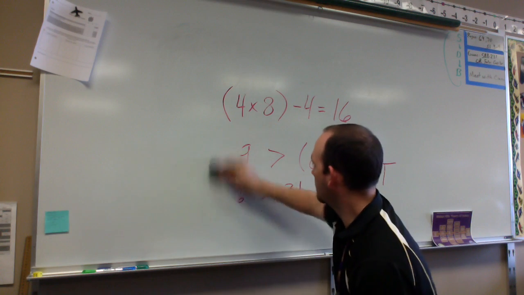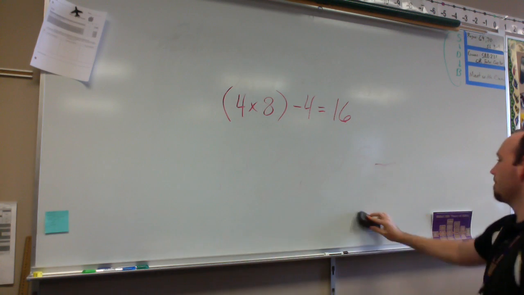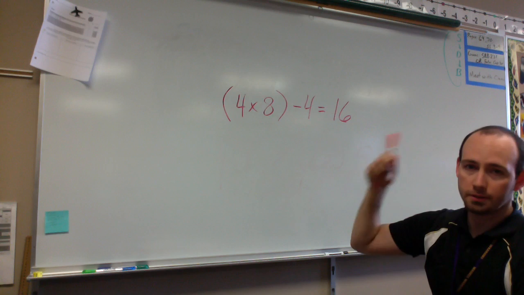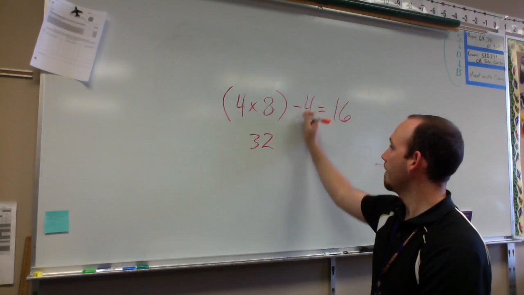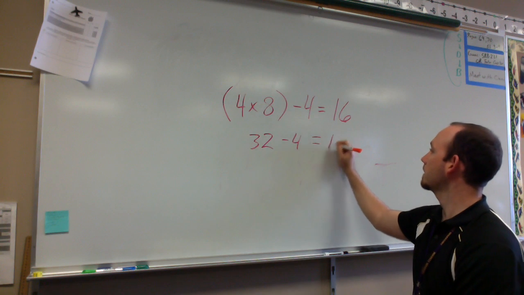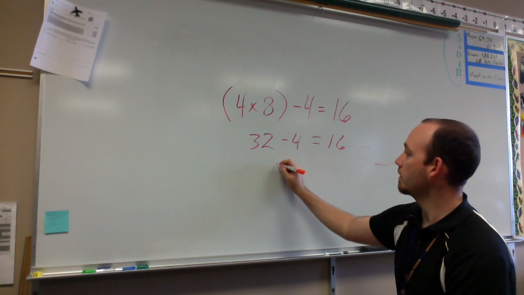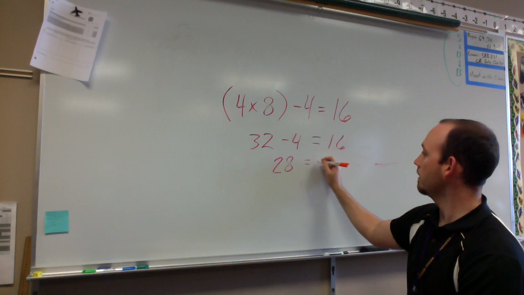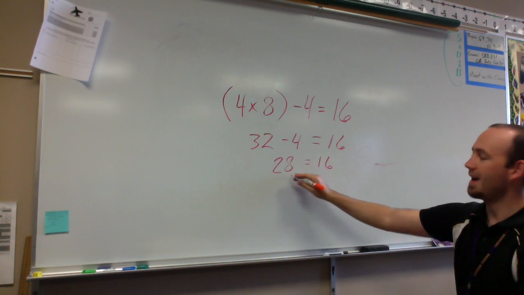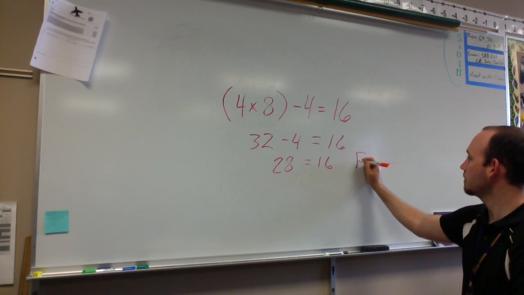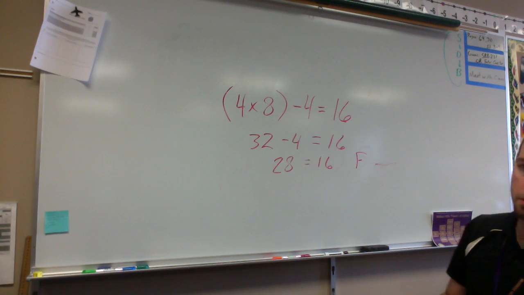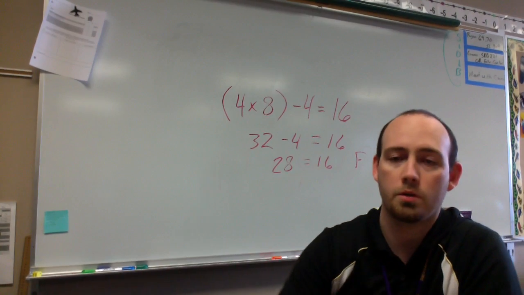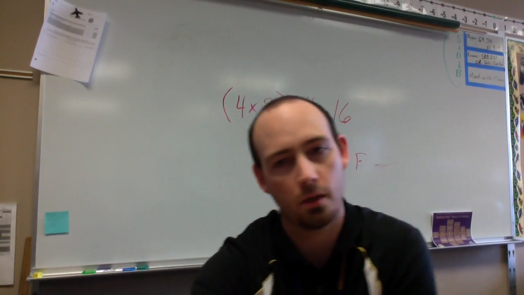I'm going to erase that one, and we'll do the other one. So parentheses is what we're going to do first. 4 times 8 is going to be 32. Minus 4 equals 16. Well, 32 minus 4 is actually going to give us 28 equals 16. Those are not the same, so that one is actually going to be false. So right now is your time to decide, do you believe that you are beginning, developing, or secure? Write that down and be ready to sign up tomorrow.